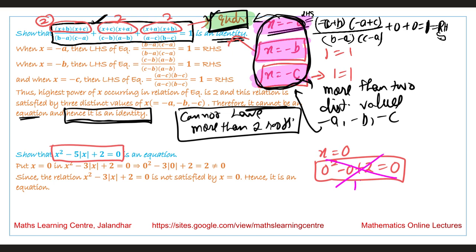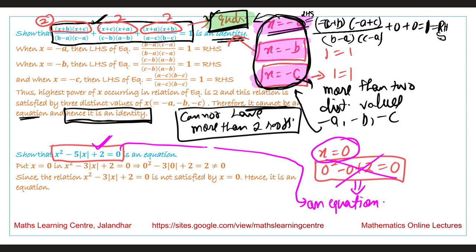So this implies that the expression we are talking about is an equation, because if it is an identity then it should be satisfied for all values of x, but clearly for x is equal to 0 it is not satisfied. It means it is not an identity, it is an equation.